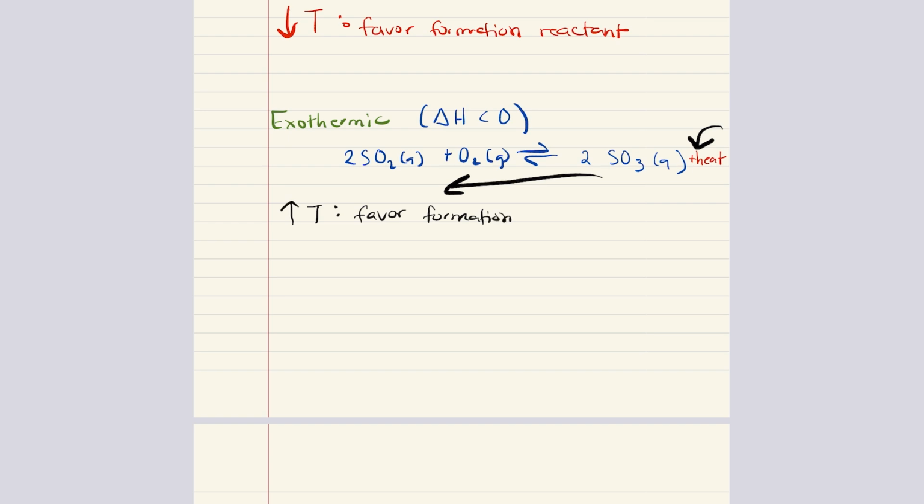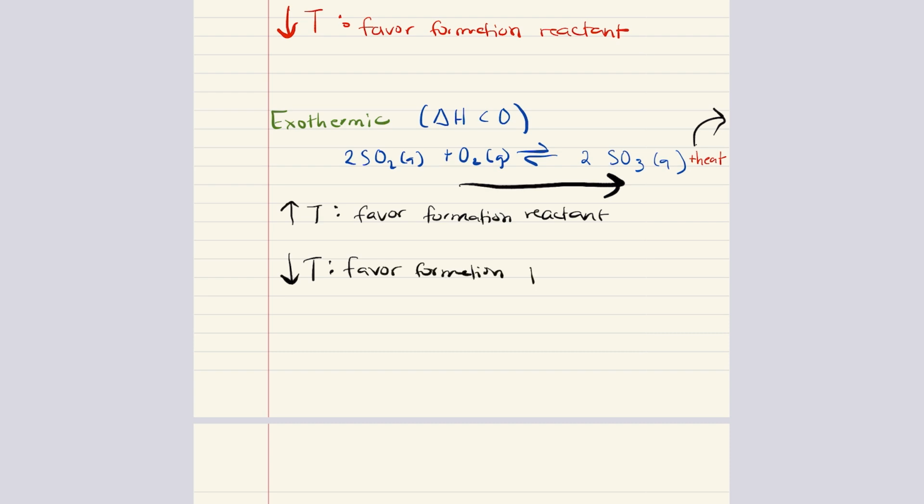So that's for increasing temperature. What about if we decrease temperature for an exothermic reaction? If we're decreasing temperature for an exothermic reaction, we're removing heat, which means we're removing product. And so our reaction is going to favor the formation of more product to reestablish equilibrium.